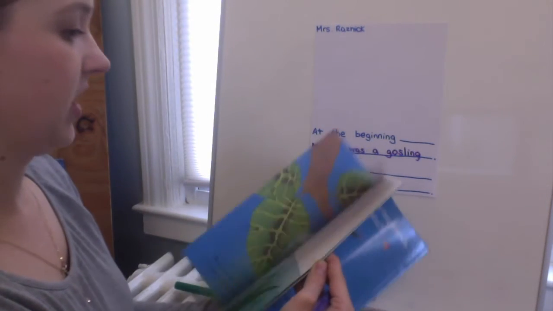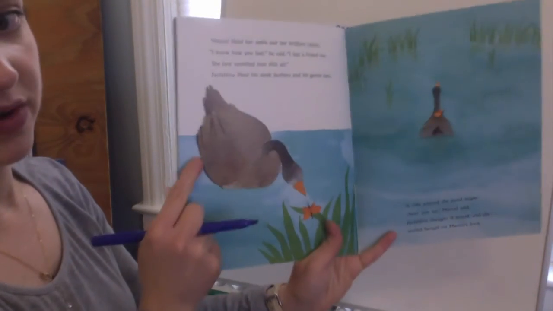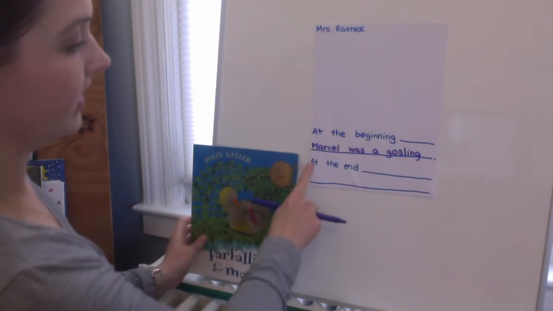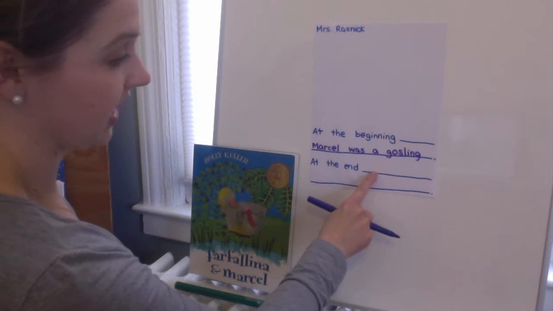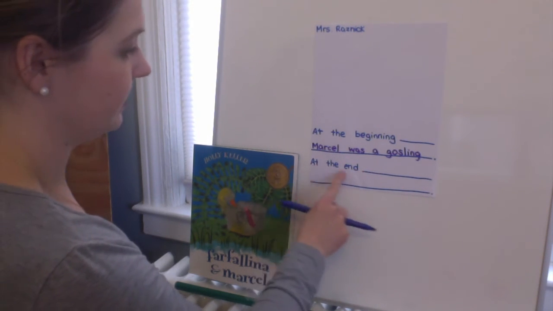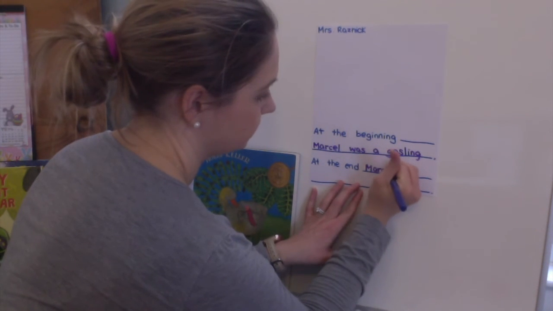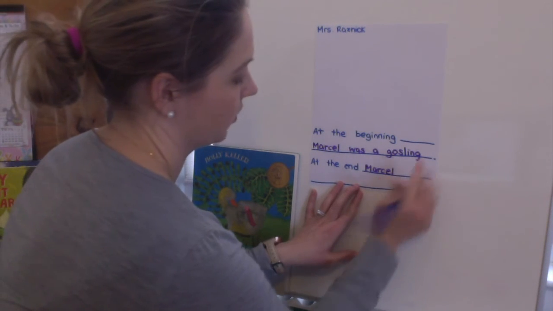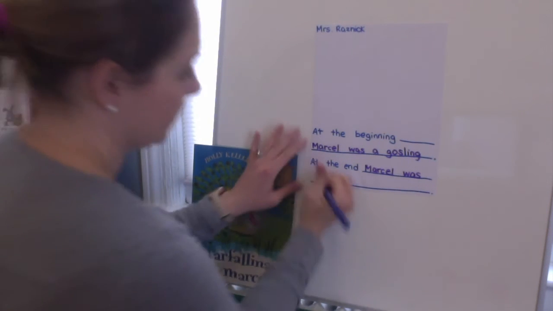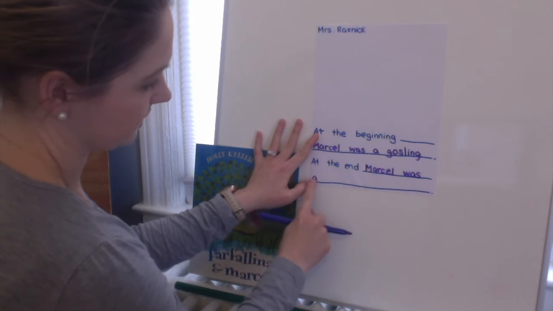Now let's go back and check what happened to Marcel at the end. He's not a gosling anymore. He's not a baby. Now he's a goose. So now I want to write at the end, Marcel was a goose. So I'm going to copy Marcel again. At the end, Marcel, popcorn word, was, popcorn word, a. At the end, Marcel was a goose.